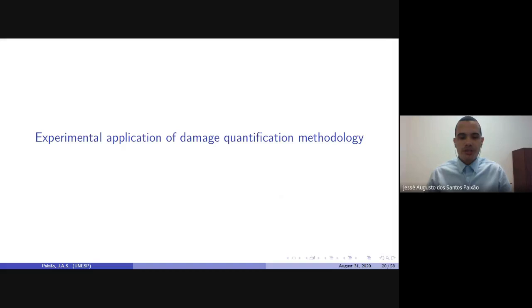Now I will present the experimental applications proposed in this work. We proposed two application cases to demonstrate this methodology. The first was performed here at UNESP, and the second is a data set provided by NASA.